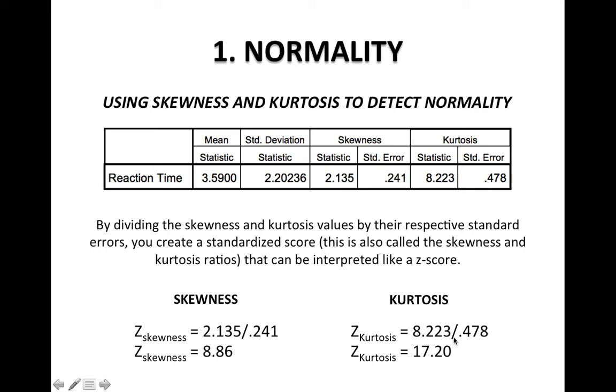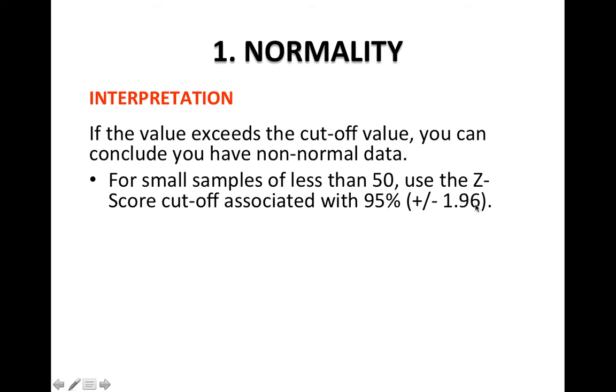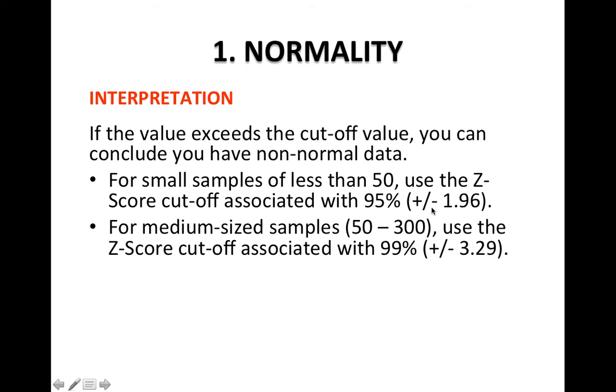So the way we interpret this is we use the same cutoff values that we would use for interpreting outliers, where the score associated with 95% is positive or negative 1.96, and so on. For small samples of less than 50, you would use the z-score cutoff associated with 95%. Essentially, if you have skewness or kurtosis values that are bigger or smaller than this, you would assume that you have an issue with either your skewness or your kurtosis.